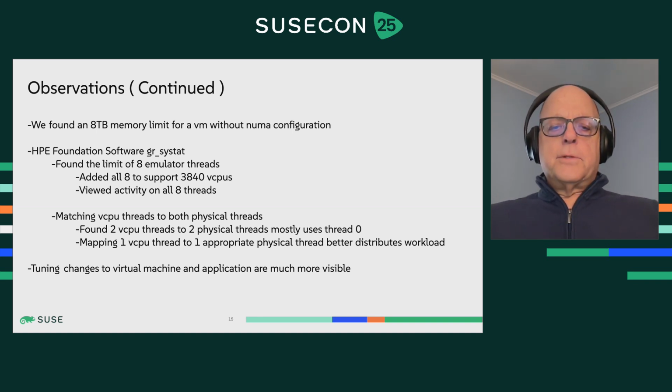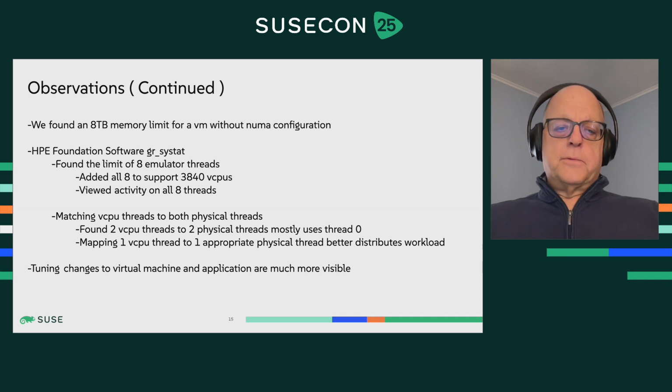The HPE Compute Scale-Up Server 3200 comes with HPE Foundation software, and in that there's a grsystat command for graphical systat. One of the things we found is we tried adding emulator threads. Because we have 32 sockets, we're using core 0 on every socket for the host and for overhead, and we tried to add 16 emulator threads to ease the load on the system as it was coming up. It only accepted 8, but with grsystat, we were able to see all 8 threads were active in bringing up 3,840 vCPUs.